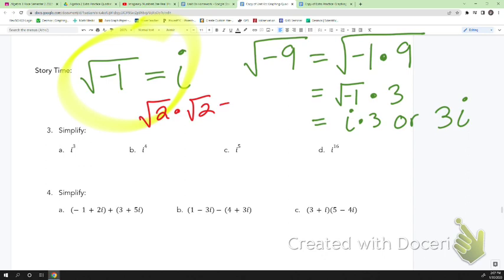The square root of 2 times the square root of 2. What happens to the roots? It's repeated multiplication, so it's squaring that square root. So it's just 2. This is where our next i property comes from. Write down this i property: i squared equals -1. It's going to help us when we simplify expressions.